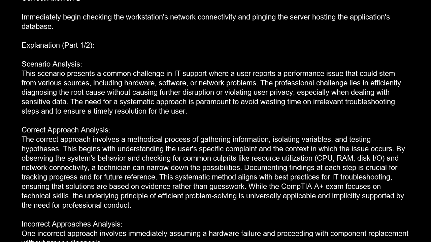Correct approach analysis. The correct approach involves a methodical process of gathering information, isolating variables, and testing hypotheses. This begins with understanding the user's specific complaint and the context in which the issue occurs.